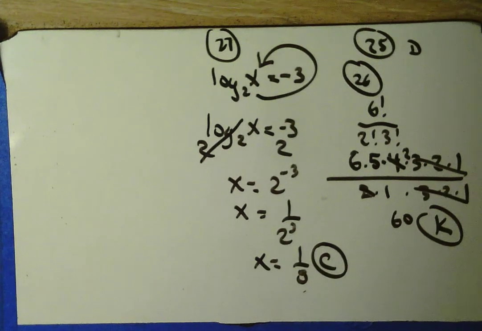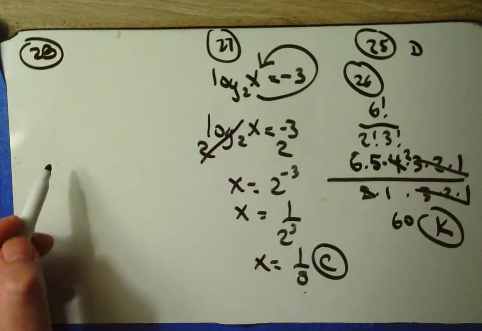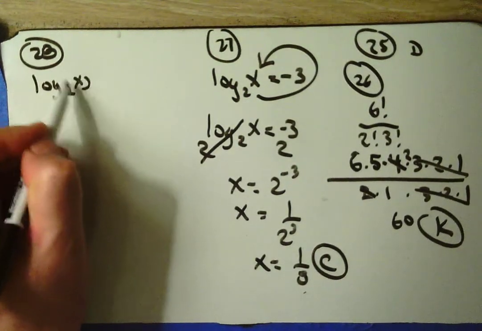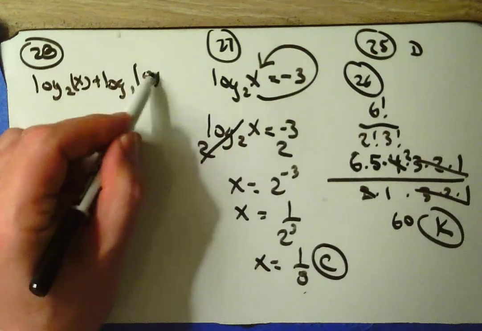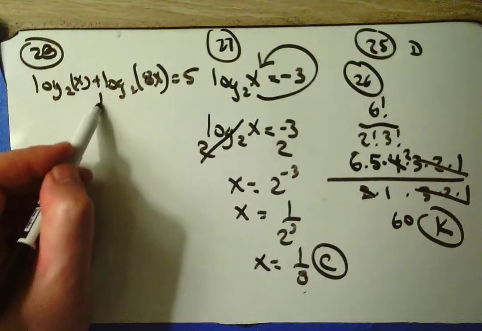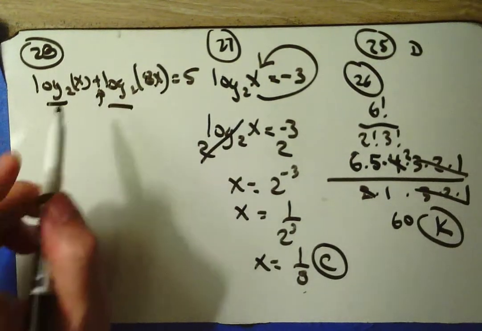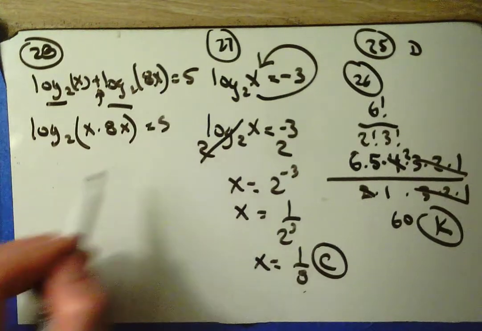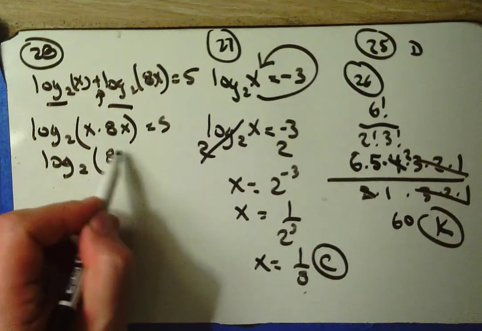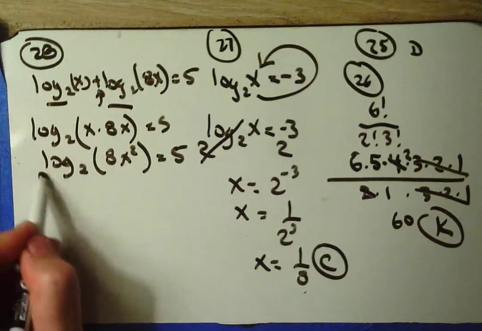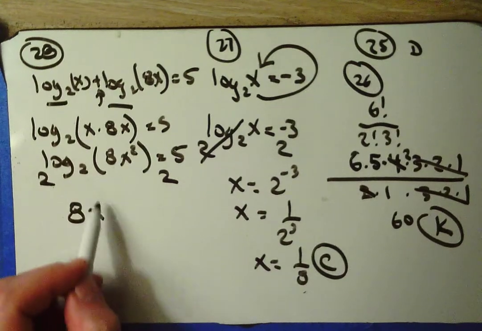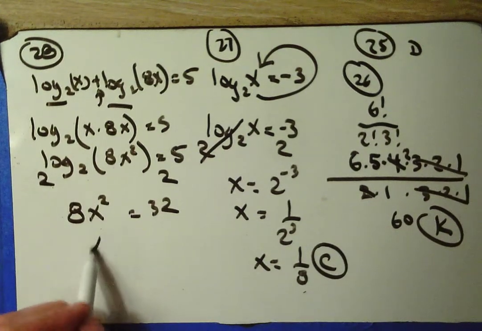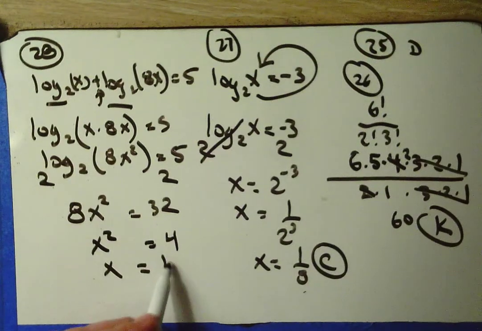How about number 28? 28 says, for which value of x is this equation true? Log base 2 of x plus log base 2 of 8x equals 5. Well, this tells me I can combine these two logs into one log using my product property: log base 2 of x times 8x, or log base 2 of 8x squared equals 5. If I exponentiate, I end up with 8x squared equals 32, since 2 to the 5th is 32. And then when I divide both sides by 8, I get x squared equals 4, so x equals plus or minus 2.